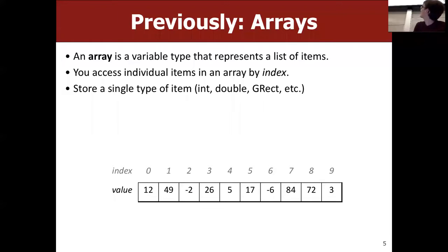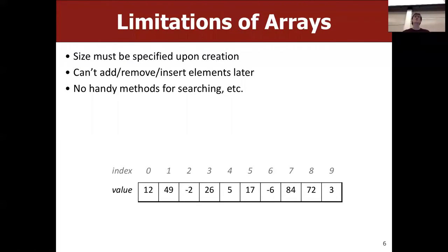Okay, so one of the limitations that we talk about is that size must be specified upon creation. You can't add or remove or insert elements after the fact. And there are also no handy methods for searching if an array contains an element. You saw that if you even want to print out an array, you have to use Arrays.toString, right? Which is this special weird method that you have to call to print out an array. So an array doesn't do a lot of stuff for you. It's kind of a lot of manual labor. So there are a couple limitations, and these limitations are exactly the kind of things that ArrayLists solve for us.